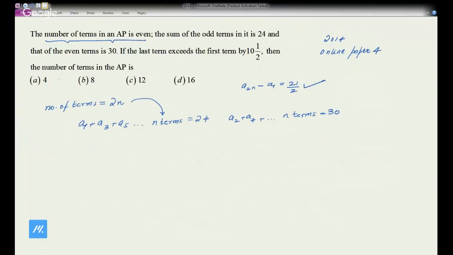Then you just have to find the value of number of terms. This is an easy question. That means you have to calculate n. But make sure when you calculate n, n is not the answer. Number of terms is twice the value of n that will come to you. Got it? Clear?